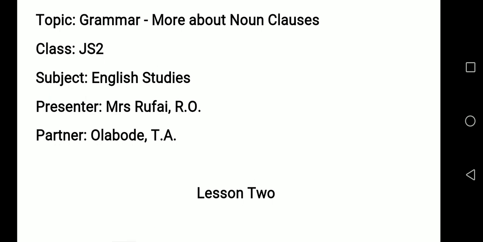By the end of this lesson, we should be able to learn that ing forms of verbs, that is, verbs that end with ing, which we learned can also be used as participles, can also be used as nouns. Ing forms of verbs can be used as nouns in a noun clause. We'll also learn that the infinitive form of a verb can also be used as a noun to begin a noun clause.